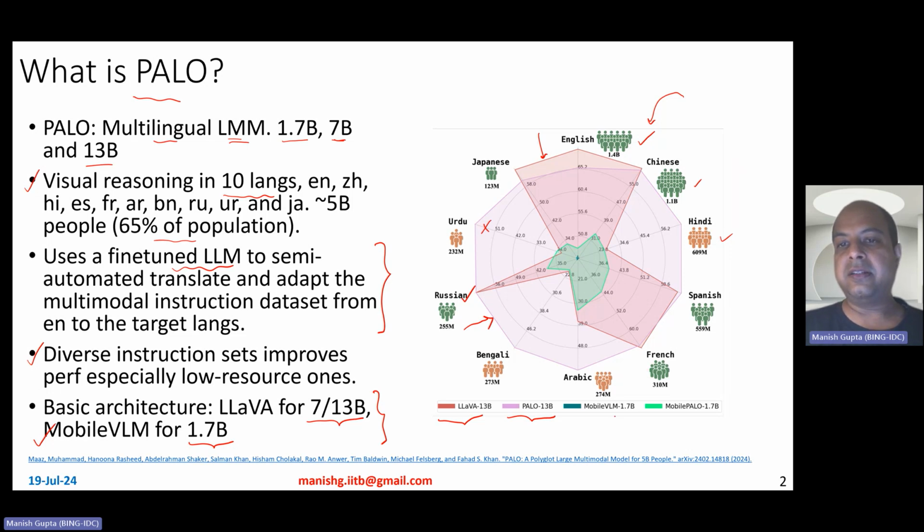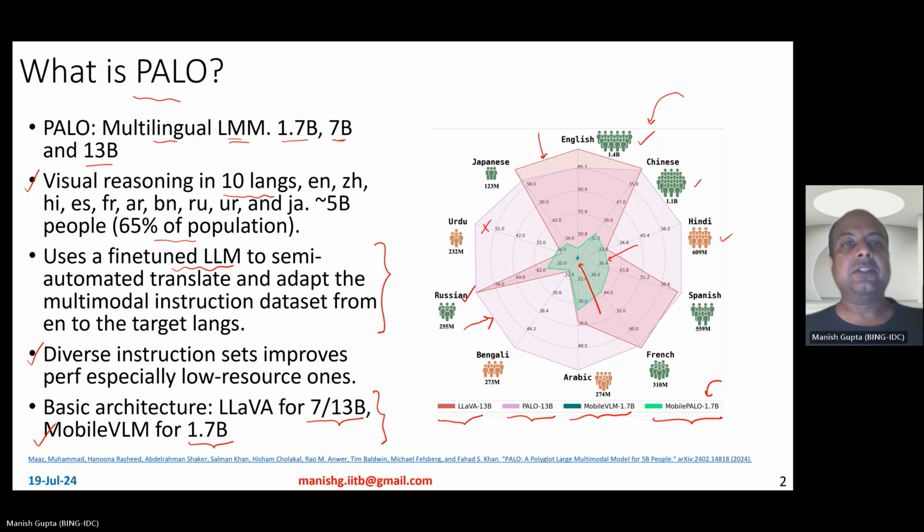Now, if you look at the smaller sized model, MobilePALO is a 1.7 billion parameter model. Of course, the accuracy is not that awesome, but the model is also very small. But if you compare it with MobileVLM 1.7 billion, MobileVLM is not even visible. It's very close to the center. So essentially the accuracy is pretty poor compared to that. Of course, MobilePALO, which is the same size checkpoint, is much better.